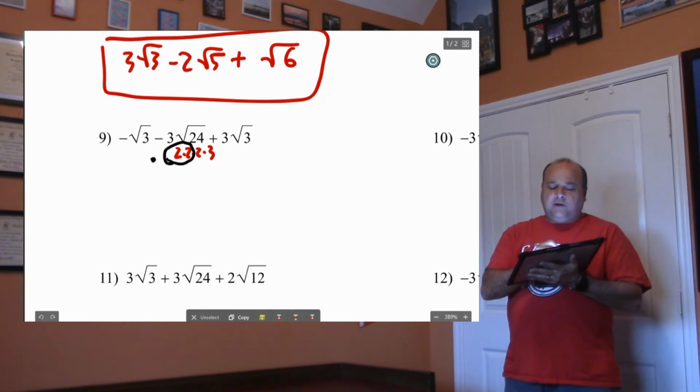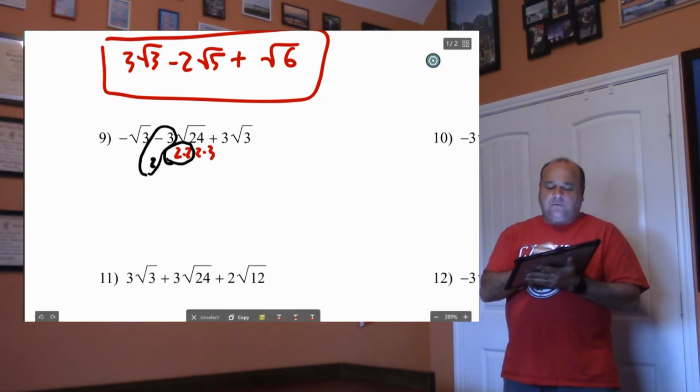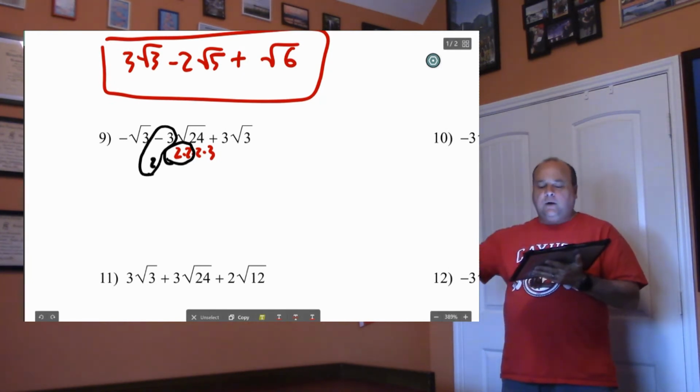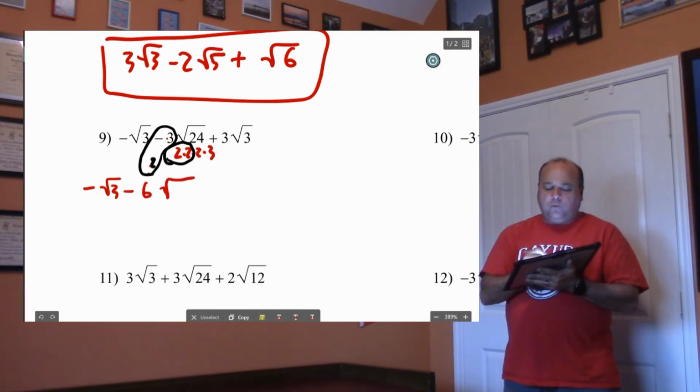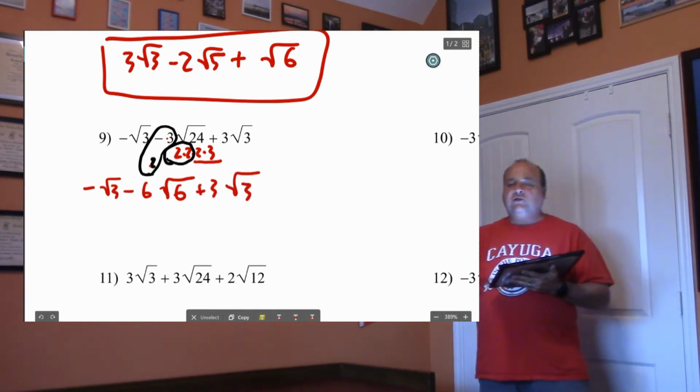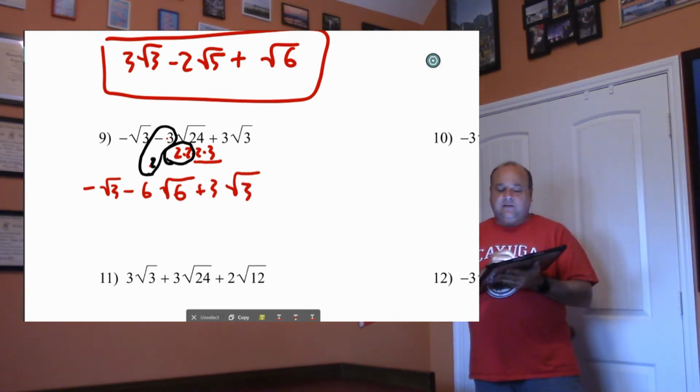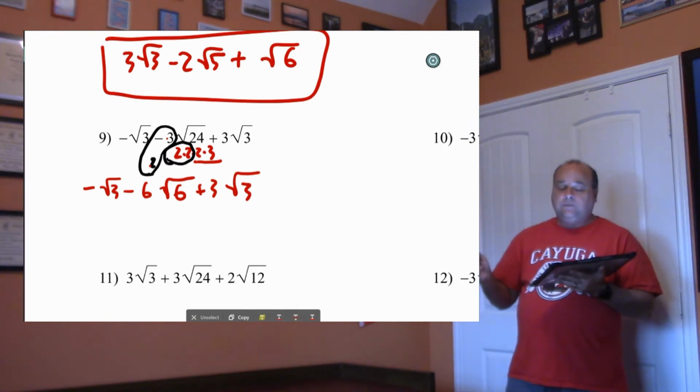So I'm going to pull out a 2, but I have this negative 3, don't I? So now then, let's rewrite the problem with the simplified radicals. So we have negative square root of 3. 2 times negative 3 is negative 6. Square root 2 times 3 is 6. And then plus 3 square root of 3. Notice there's a 2 and a 3 left inside, and so you multiply that and you get 6.